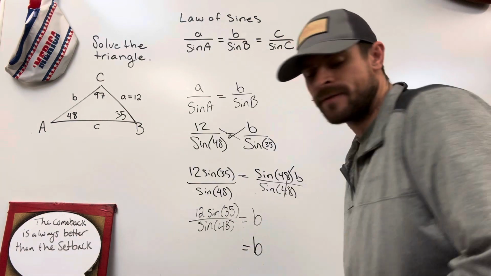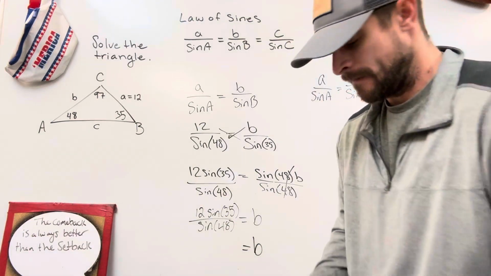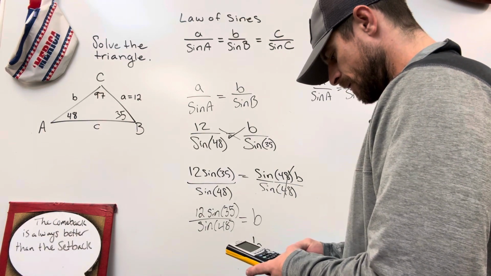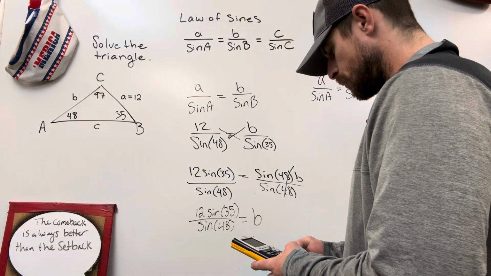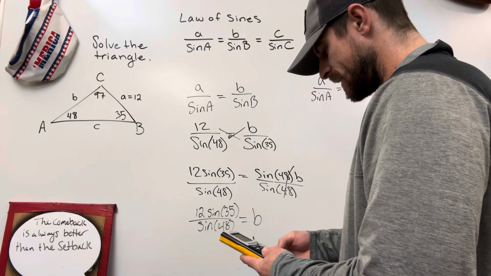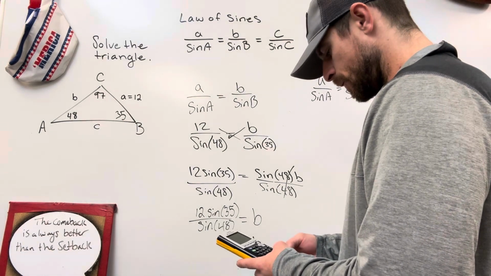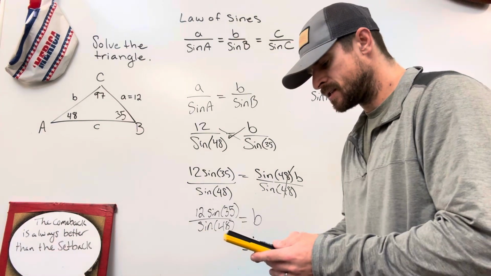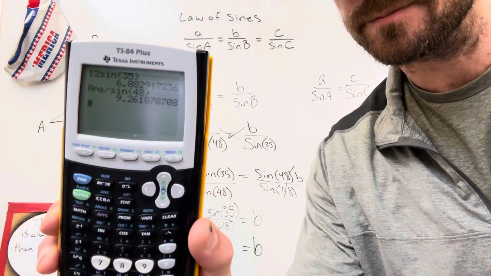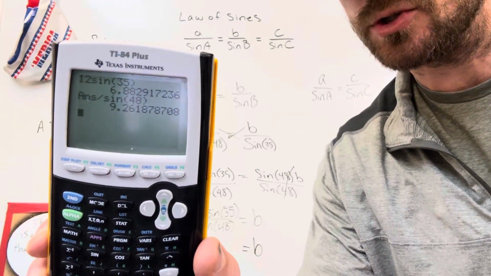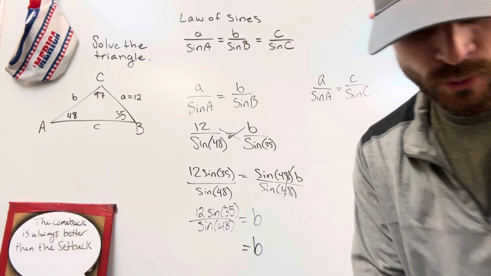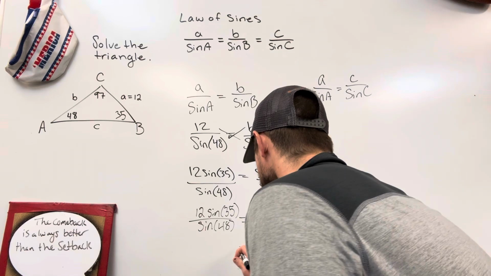So let's find out what that value is. Let me grab my calculator. We're going to go 12 sine 35, which is equal to 6.88. We're going to divide that by sine 48. Make sure that your calculators are in degrees. What I end up getting here is 9.26, et cetera. So I'm just going to round this to 9.3.